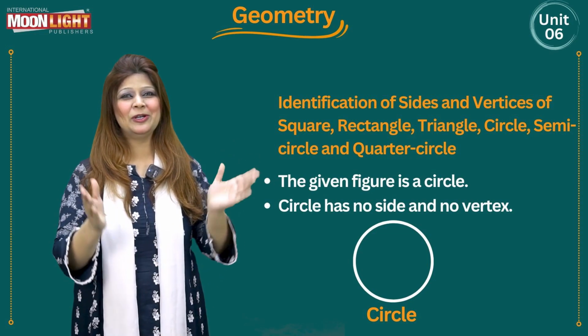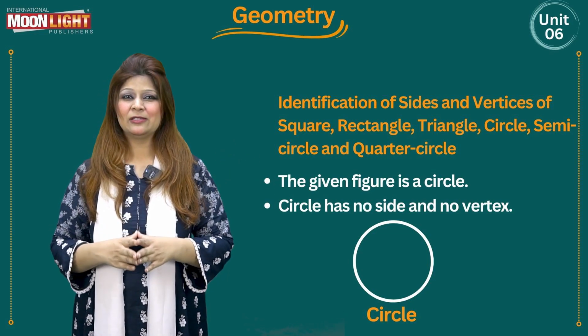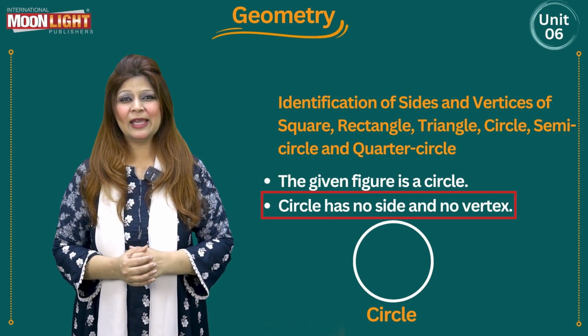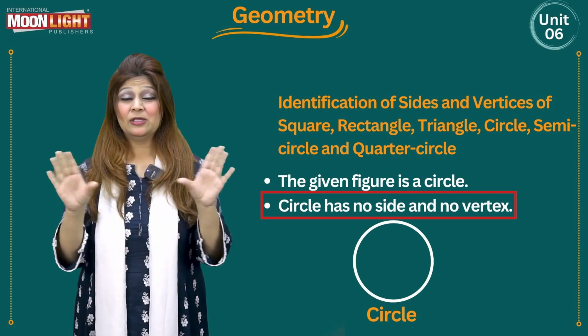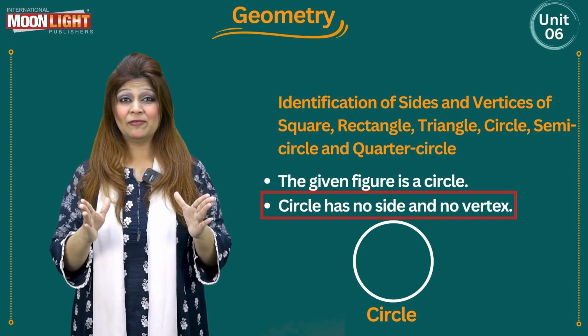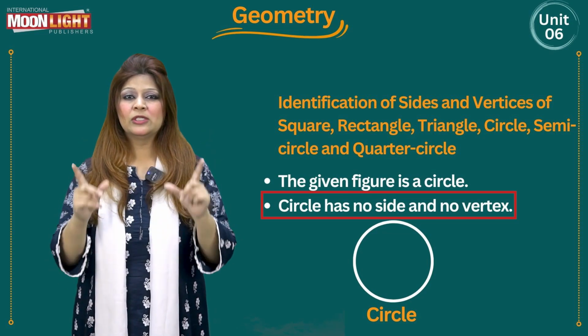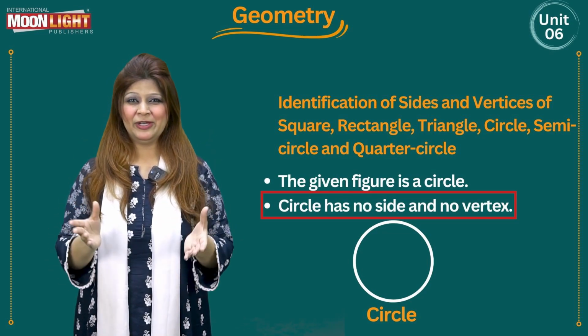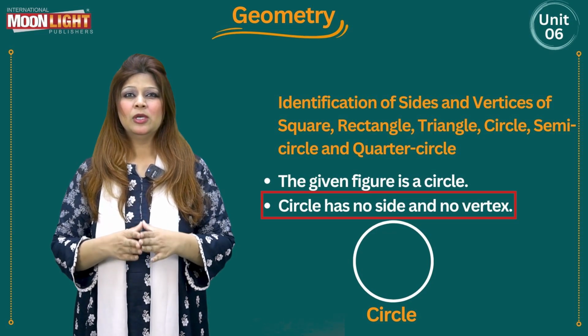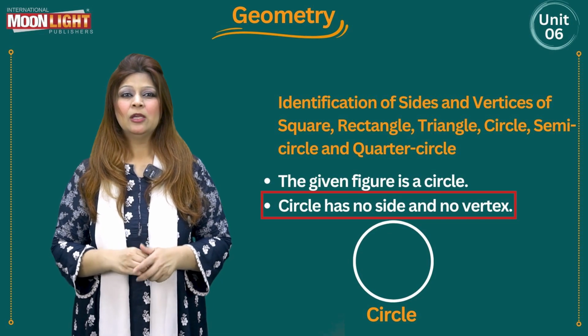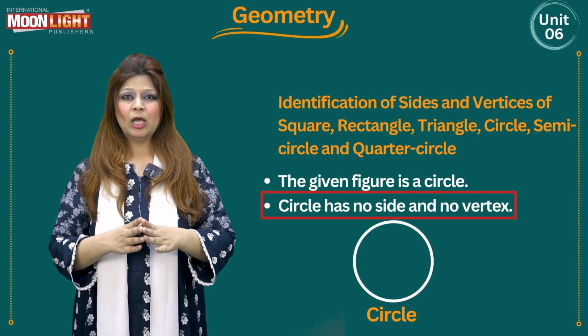So right now you need to focus on this one. You are already familiar with it. This is a circle. So the given figure is a circle. Circle has how many sides? Interesting fact: it does not have a cut. A circle has no side and no corner or vertex. So that is why we say that this is a curved figure. Okay, so do remember this circle.